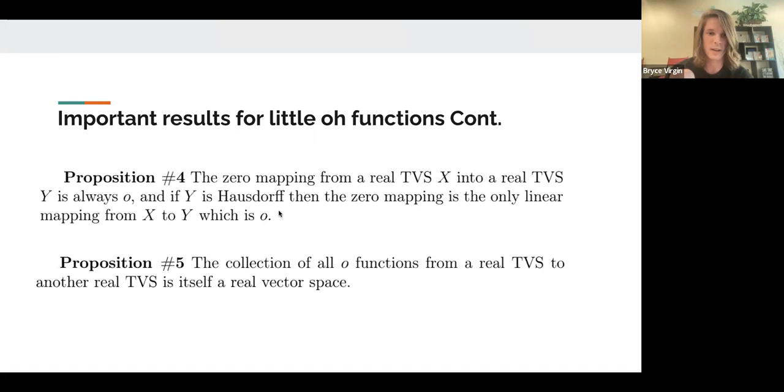So this is the clue that a whole lot of uniqueness and other things that you're going to want, that is usually guaranteed by Hausdorffness as far as limits are concerned, is also going to extend to differentiation. Okay, and then the last thing to mention here before I get on to the next definition: the collection of all little o functions from any real topological vector space to another one will always form a real vector space, not necessarily a real topological vector space. You can't necessarily put a topology on it, but it will be a vector space. It will admit an addition and a real scalar multiplication.